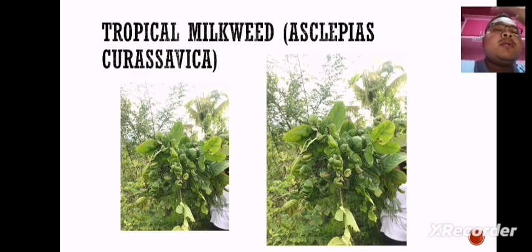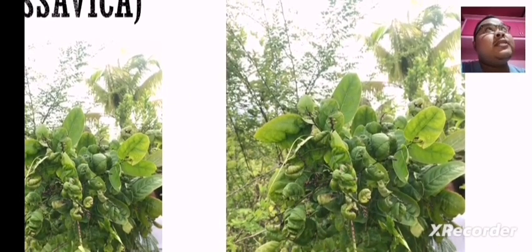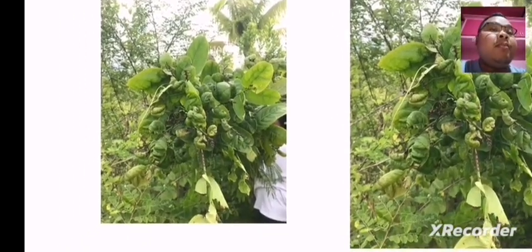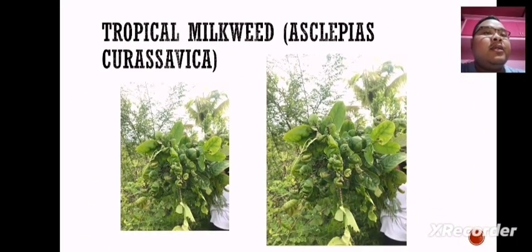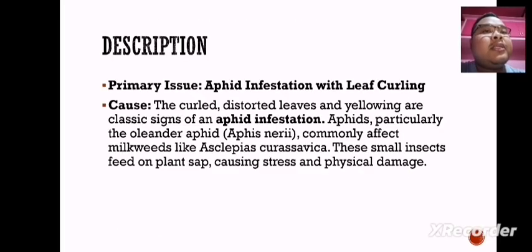So now we proceed to the tropical milkweed or the Asclepias curassavica. So this is the same with the first plant species that I presented to you a while ago, but the difference is that magkaiba po yung disease. So hindi sila pareho doon sa first plant, nakapareho lang din ng species. So magkaiba ng disease. So ano kaya ito, no? We are curious. The primary issue is aphid infestation with leaf curling. Okay, aphid infestation with leaf curling.